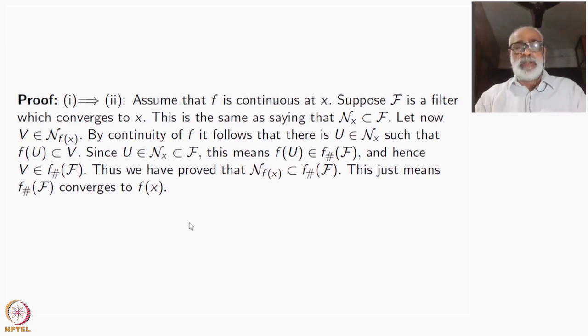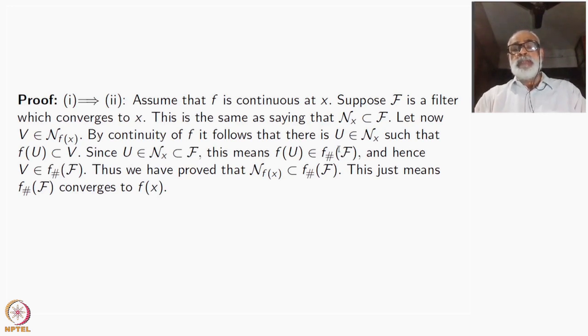assume that f is continuous at x. Now take a filter F which converges to x. This is the same thing as saying N_x is contained inside F, right? Let now V belong to N of f(x). I have to show that V belongs to f check of F. That's what I have to show, right? Start with a neighborhood of f(x). By continuity of f, it follows that there is an open subset U, a neighborhood of x, such that f of U is contained inside V. That is continuity. But now U is in N_x, but N_x is inside F.